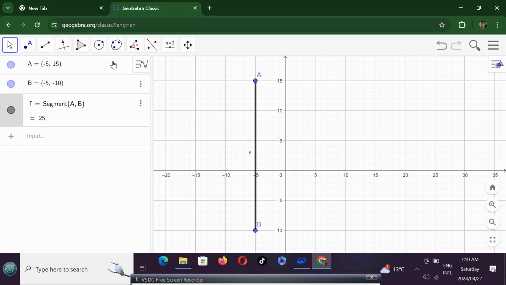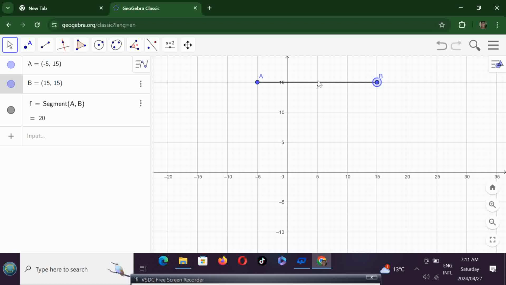So let's get rid of this. Let me see if I'm going to be able to move this line like that, right? Yes. So you can see that now we've got a slightly different scenario, okay? And that is simply because our line is no longer perpendicular to the x-axis. Now it's perpendicular to the y-axis and parallel to the x-axis.